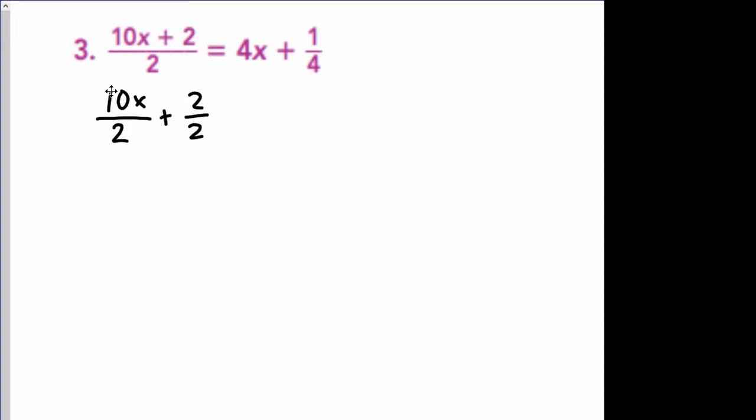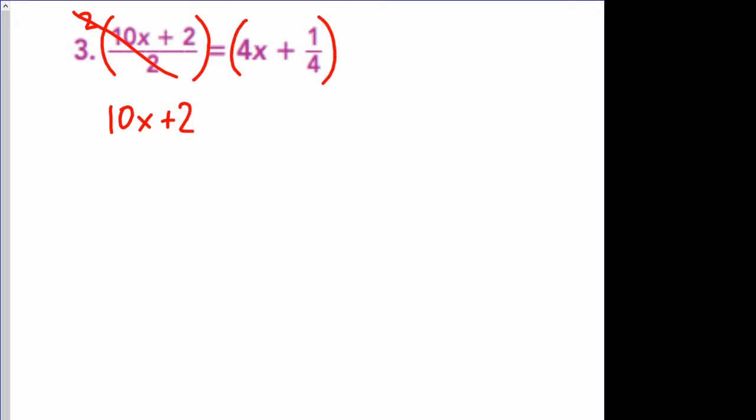But just for the sake of this problem, I'm going to go ahead and instead start by taking the whole thing times 2. Because when I take 10x plus 2 times 2 and then turn around and divide the whole thing by 2, I'm really just canceling this 2 and this 2. And all I have is 10x plus 2. And if I do that on one side, I have to do it to the other. So I have to take this all times 2. This is just the distributive property. 2 times 4 is 8x. 2 times 1 is 2. Divided by 4 is 1/2, so plus 1/2.